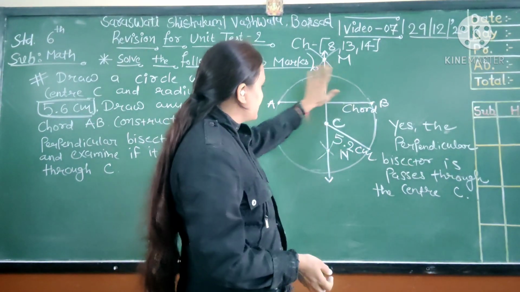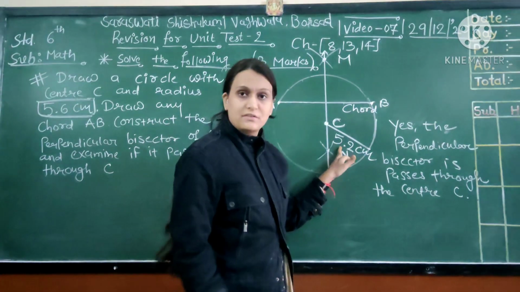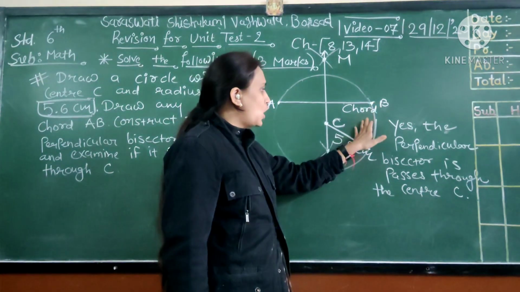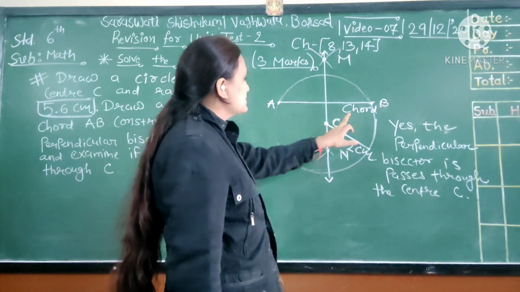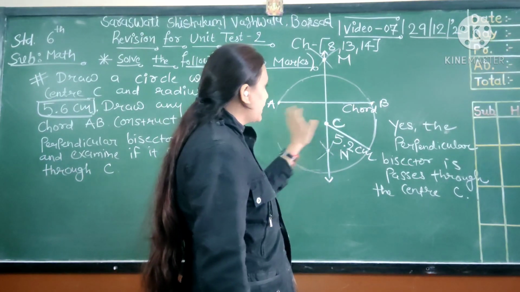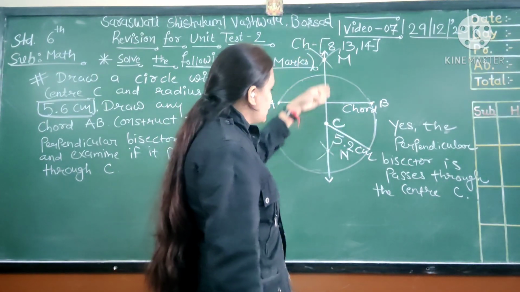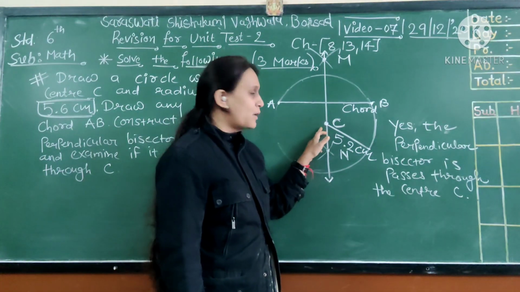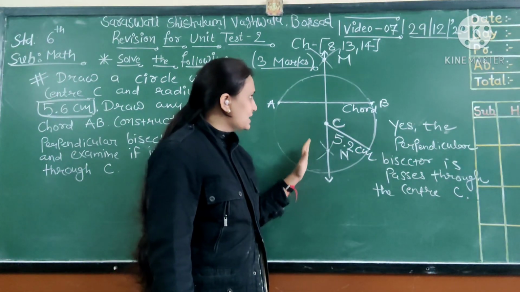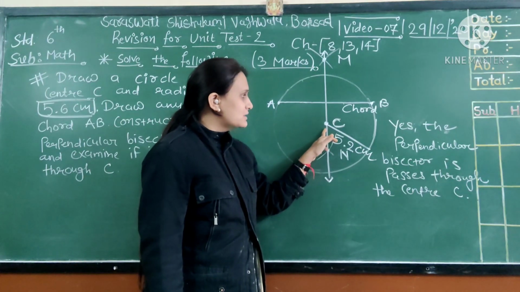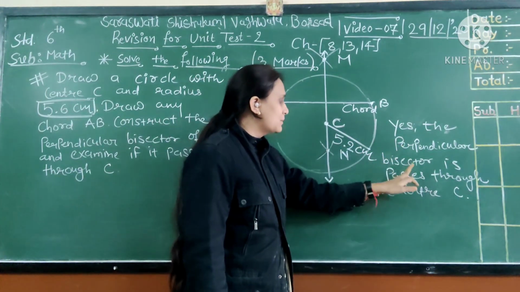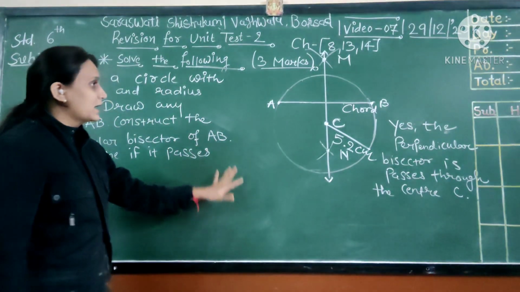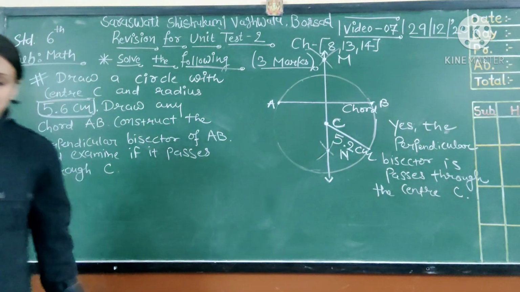See, here first we have constructed a circle with radius 5.2 cm. Then we have considered AB as a chord. Then after the chord we have constructed the perpendicular bisector of AB. Then after joining the perpendicular, we have to check whether the perpendicular passes through the point C or not. So you can see that the perpendicular touches point C. Means yes, the perpendicular bisector passes through the center C. So this way you can construct it.